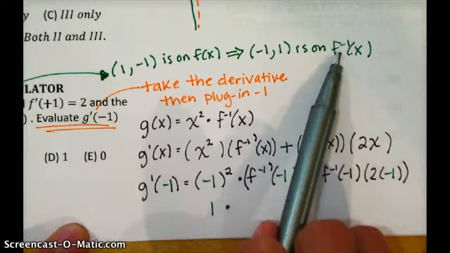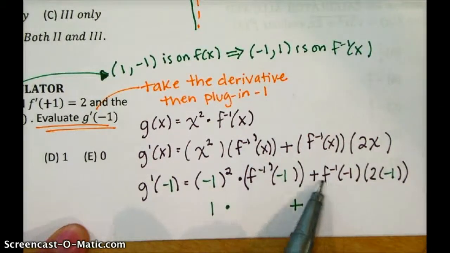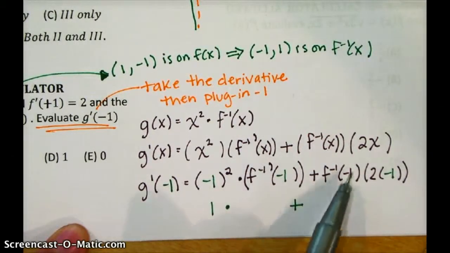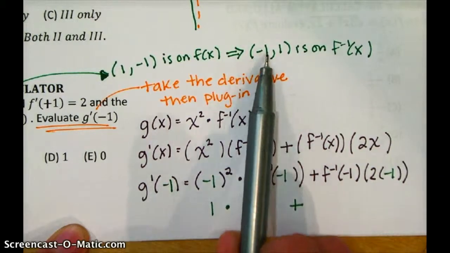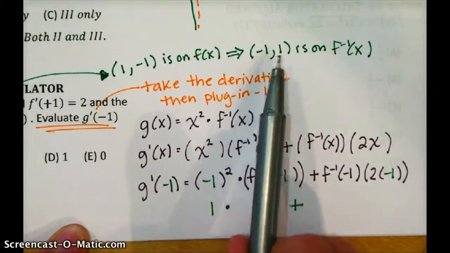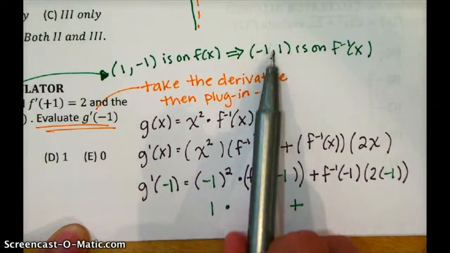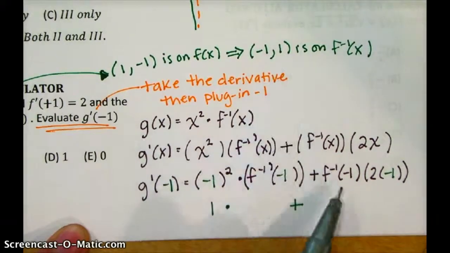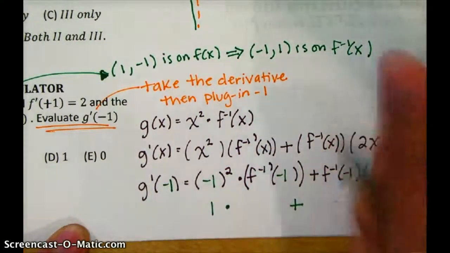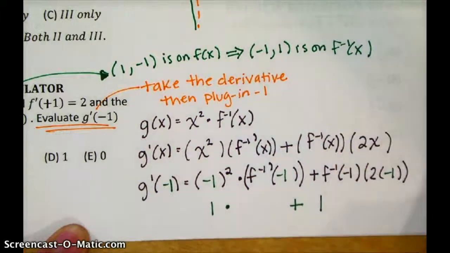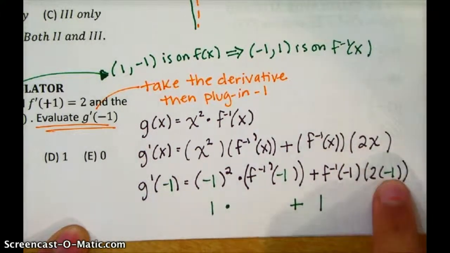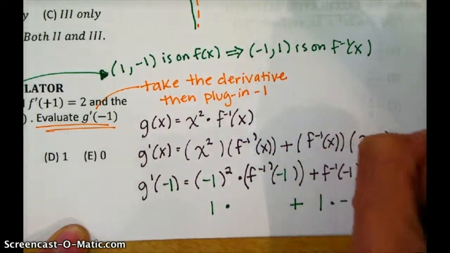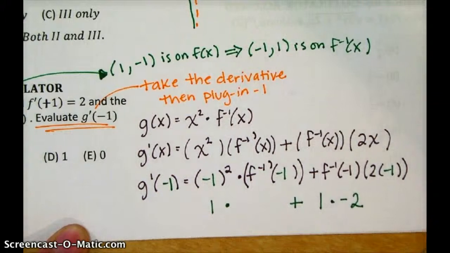And the thing that I'm asked to evaluate right here is what is the y value that the inverse function gives me if I input -1. Well, look at this point. This point has an input of -1, so the output or the y value is just a regular old 1. The answer to f inverse of -1 is 1. That's what it equals. Similarly, 2 times -1 is just -2, and I'm 3/4 of the way there. I've got my first and last 2 numbers.